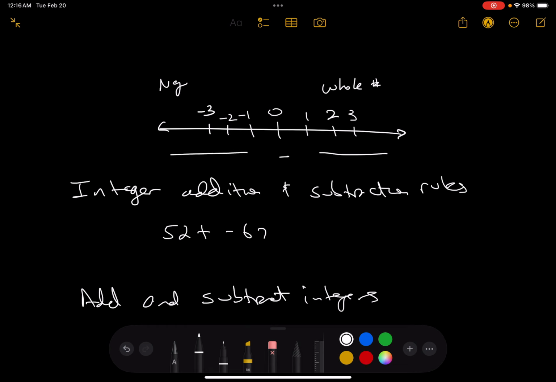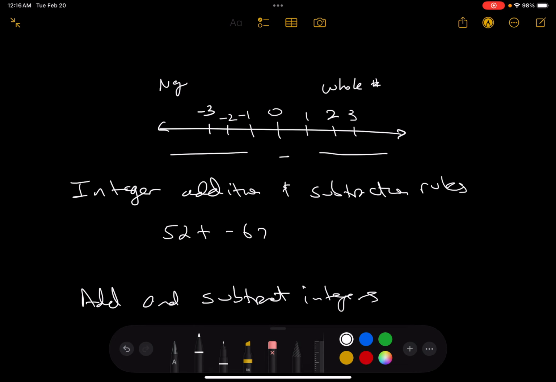One thing to understand about integers is that when it's positive, the further away it is from 0, the bigger the number. Versus if it's negative, the closer it is to 0, the bigger the number. From there, we're going to learn about integer addition and subtraction rules.